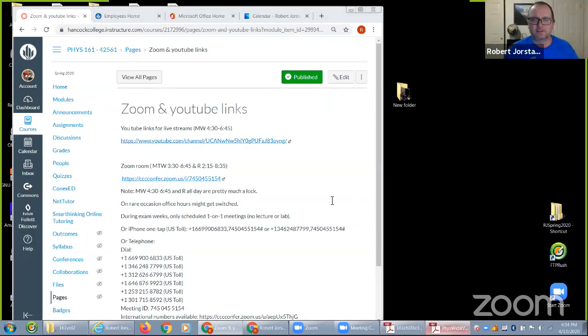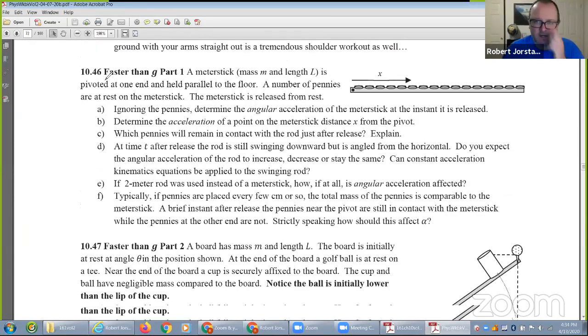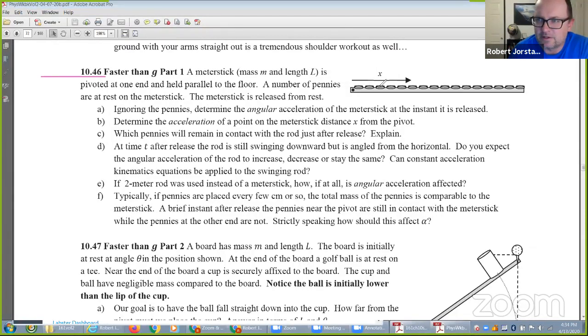All right, so I wanted to start with 10.46. This one right here. Okay, so imagine you have a meter stick, and on top of it, you put a bunch of pennies, like is shown in the figure. And notice there is a pivot point. So what I did was I took a meter stick and I put a little skateboard bearing inside of it, and so it can actually swing very low friction bearing.